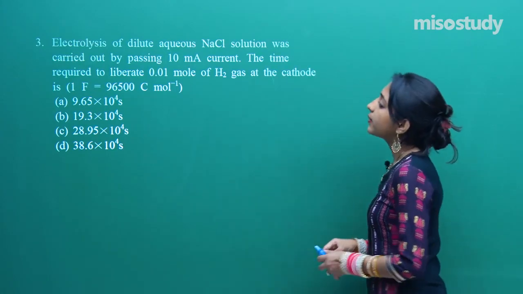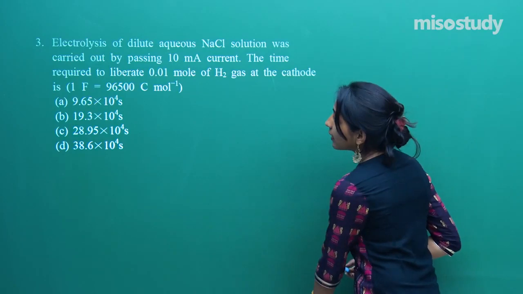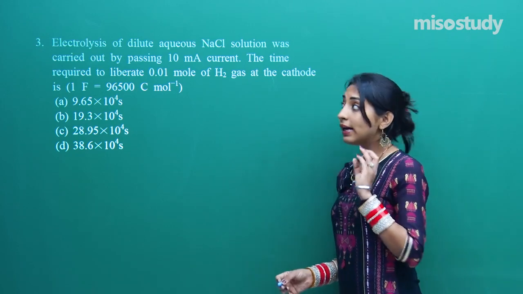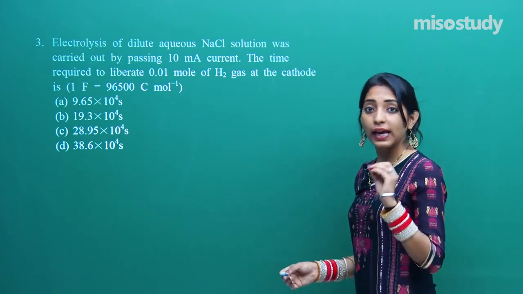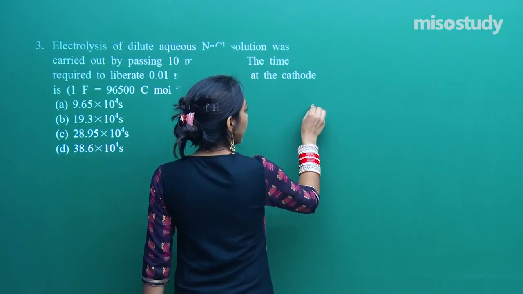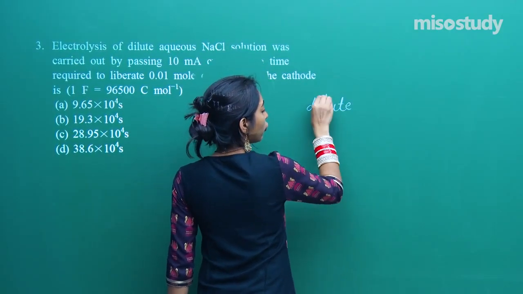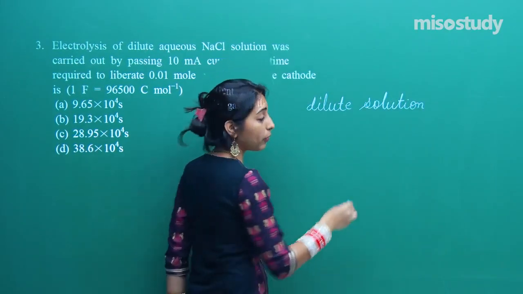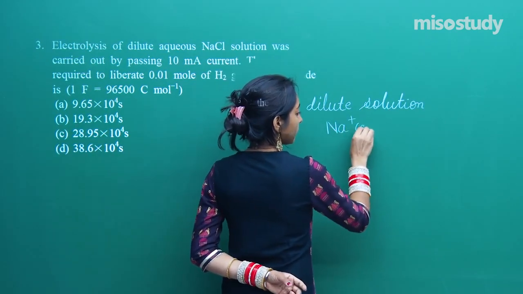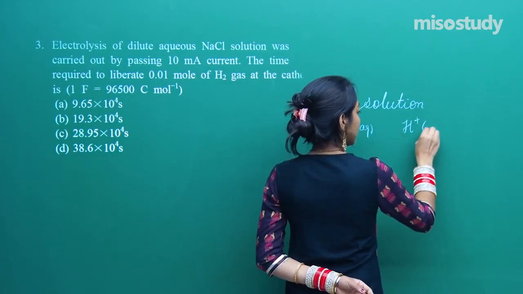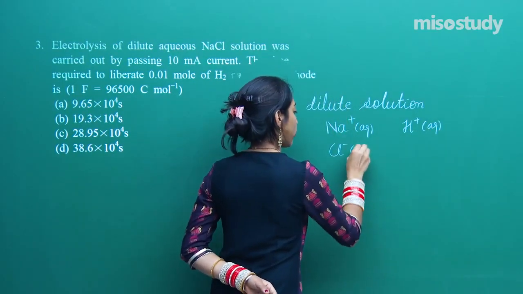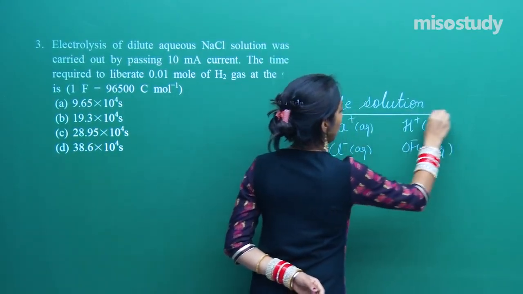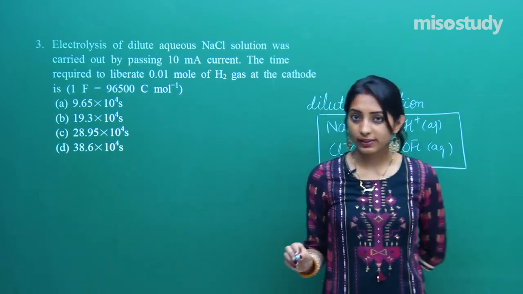our question says that the electrolysis of dilute aqueous NaCl solution was carried out. So let me read it again. Electrolysis of dilute aqueous NaCl solution. So see, when it is a dilute solution and I am saying it is an aqueous solution, what are the ions which will be present? We will have Na plus aqueous, we will have H plus aqueous, we will have Cl minus aqueous and we will have OH minus aqueous.